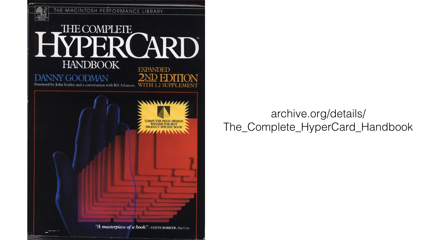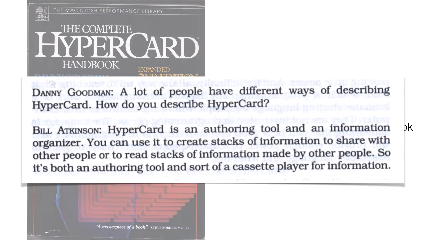But Bill gives another way of thinking about HyperCard in this preface. He says, HyperCard is an authoring tool and information organizer. And the last sentence there is, it's both an authoring tool and sort of a cassette player for information. And we're getting a bit cyclical with our references here. Some of you may not know what a cassette player is, but if you think of it as a really, really, really old kind of iPod, you get the gist.